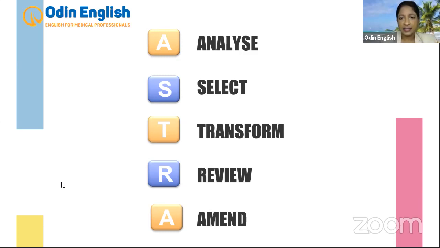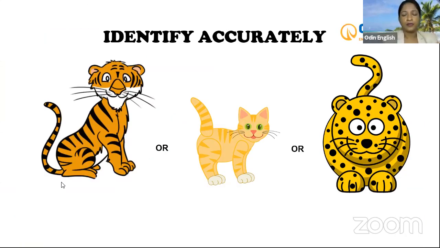So if you follow these techniques and if you do it correctly, then you would be able to write your letter, a beautiful OET letter, in 45 minutes. So first I told you that you have to analyze. So when you're analyzing, it is very, very important that you identify the task and the purpose accurately.